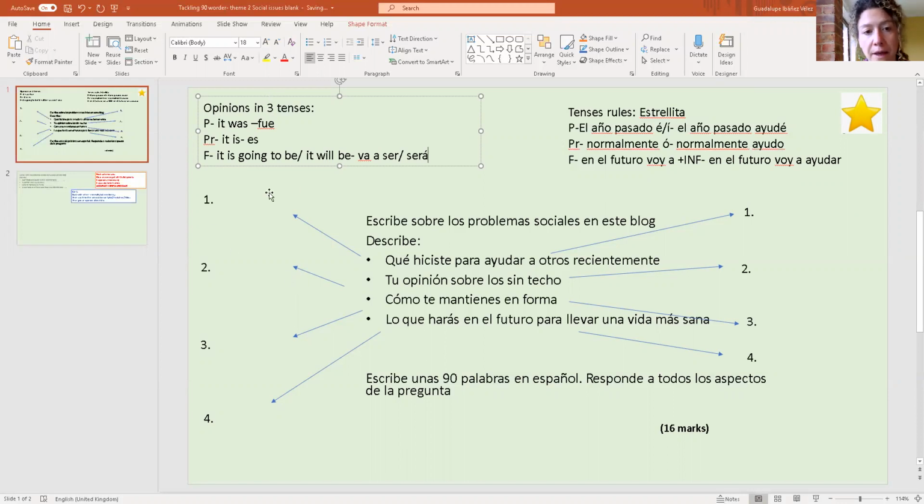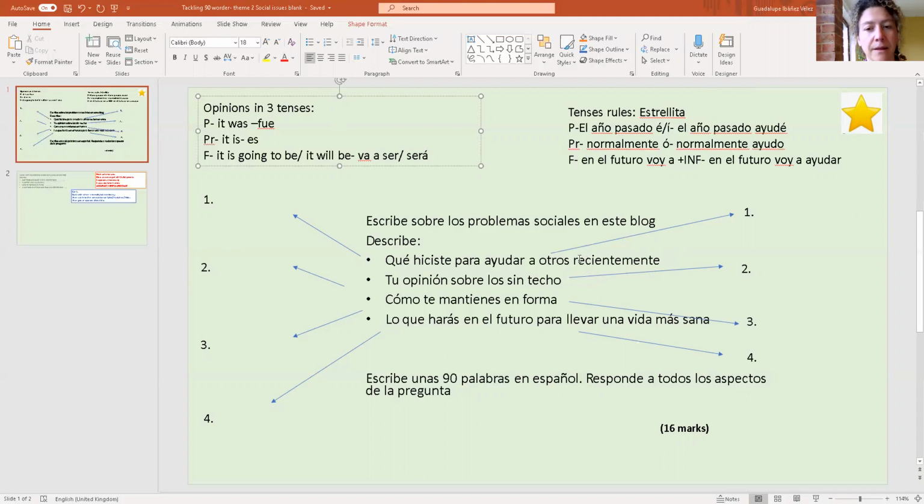Once I've got my opinions in the three tenses and my tenses, I'm going to start reading out the question. So, escribe sobre los problemas sociales en este blog. Okay, so that is giving me an idea of what theme this is going to be about. And sometimes the 90-word will mix different themes, but let's have a look and see what this one is about. So, ¿qué hiciste para ayudar a otros recientemente?